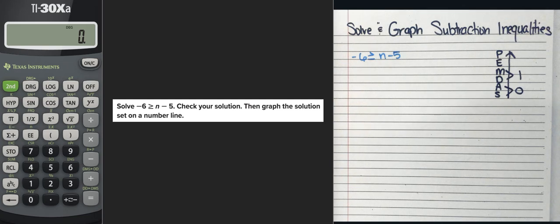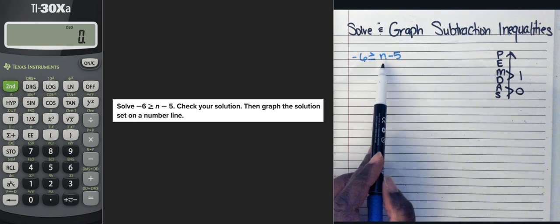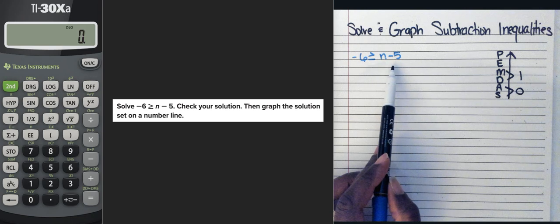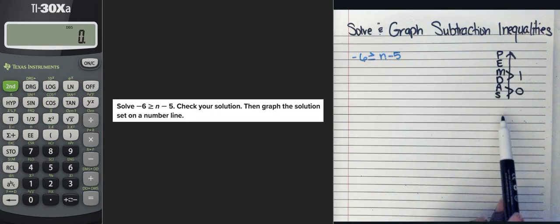All right, so we have another inequality that we are going to solve and graph. What we are saying is that -6 is greater than or equal to whatever the value of n is minus 5. So what we're trying to do is find which set of numbers would make this a true statement. I have PEMDAS written over here.